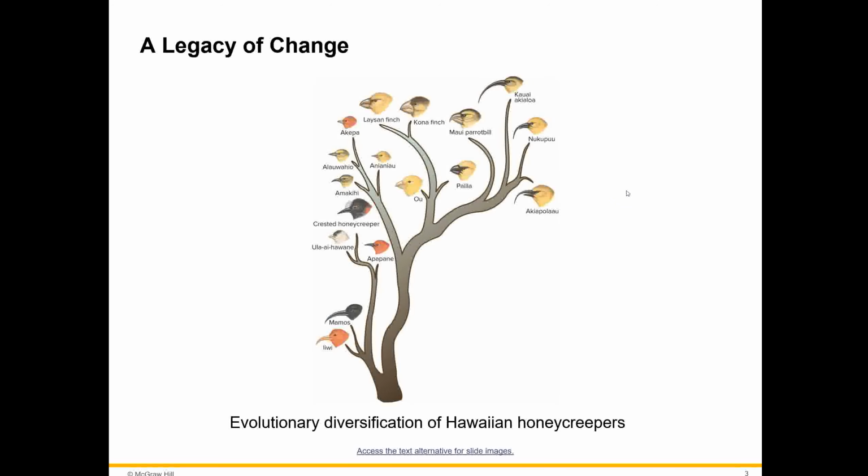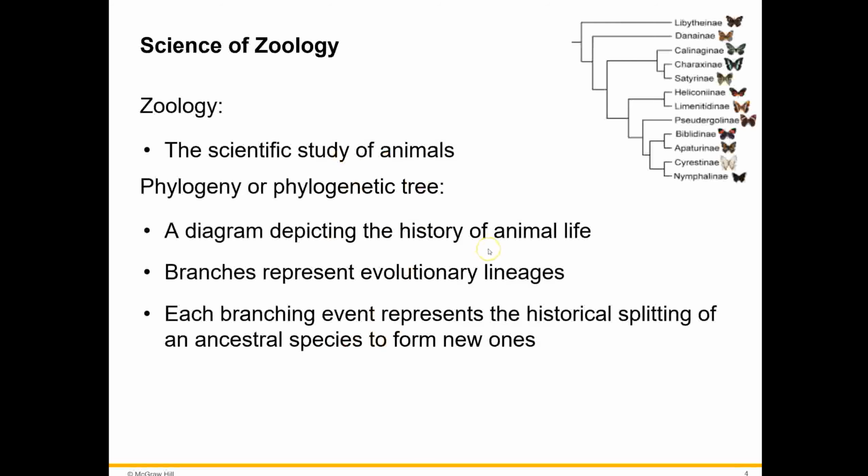Here's a nice picture of the evolutionary diversification of Hawaiian honey creepers. There's this nice tree here. But we have to talk for just a moment about what zoology is. Zoology is the scientific study of the animals. Who are the animals? Well, the animals are a clade, or a group of organisms, that fall under the eukaryotes. Eukaryotes is the domain of organisms that animals belong to. We'll maybe talk about that later.